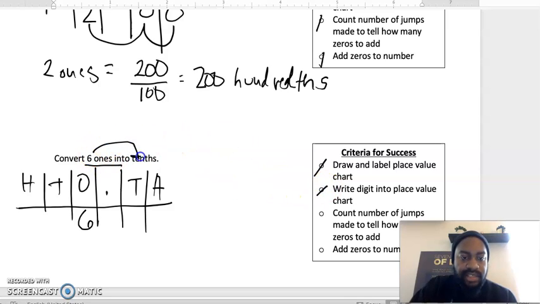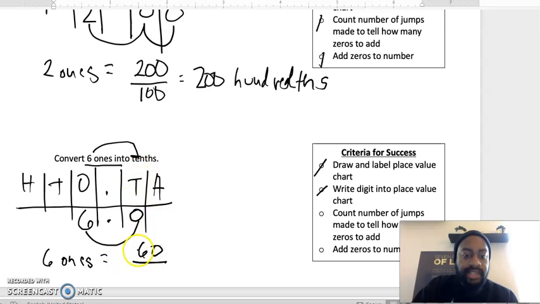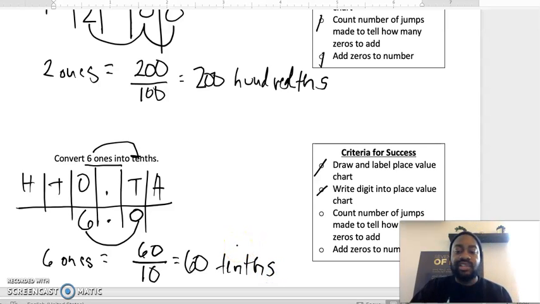The tenths place. So notice how I did not count the decimal place as a place value. So that's one jump, 1 0. So 6 ones is going to be 60 tenths because I jumped to the tenths place. And that makes sense because if I have 6 ones and I break them into groups of 10, there will be 60 of those groups of 10.